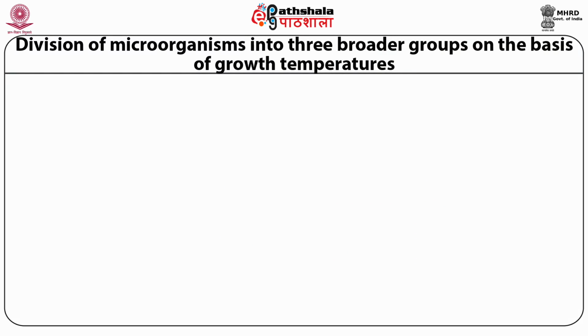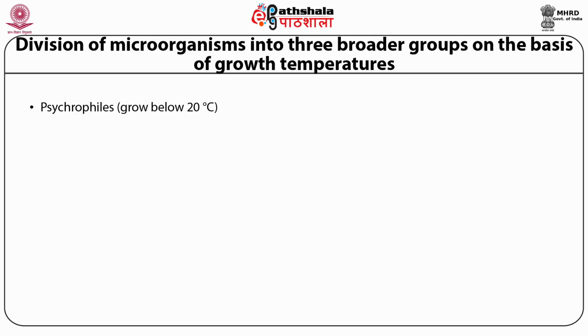Now, as we have come to understand what psychrophilic enzymes and thermophilic enzymes are, let us look at the division of microorganisms on the basis of their growth temperatures. So, let us begin with the psychrophiles. The microorganisms which live below 20 degrees Celsius, and this temperature range might go to minus 20 or even minus 60, are called psychrophiles.